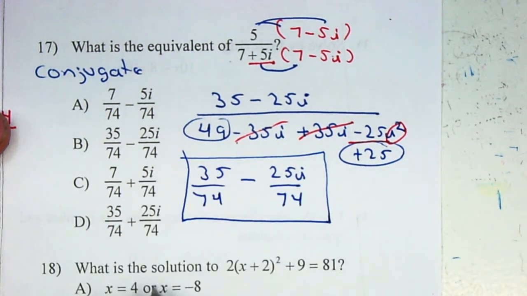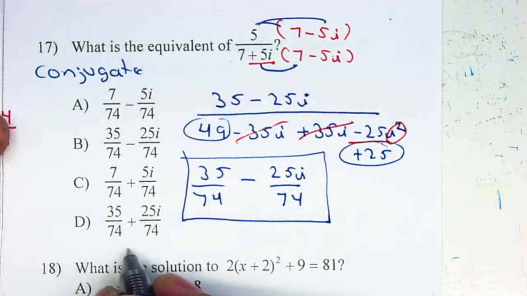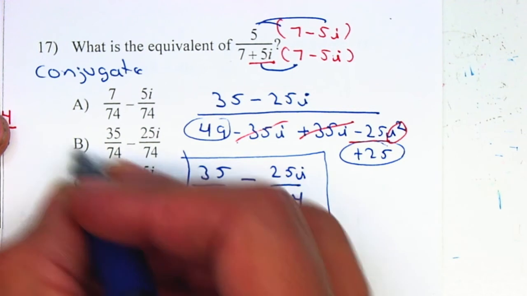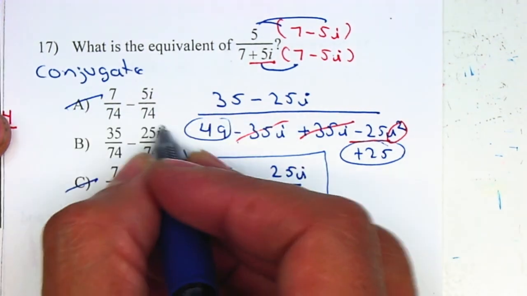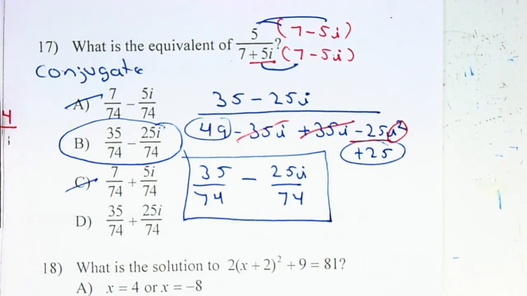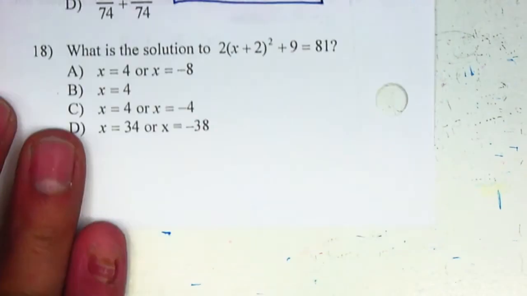Therefore, my answer will be with the minus in between, not this one, not this one, and that'll be letter B. And let's go over the last problem.